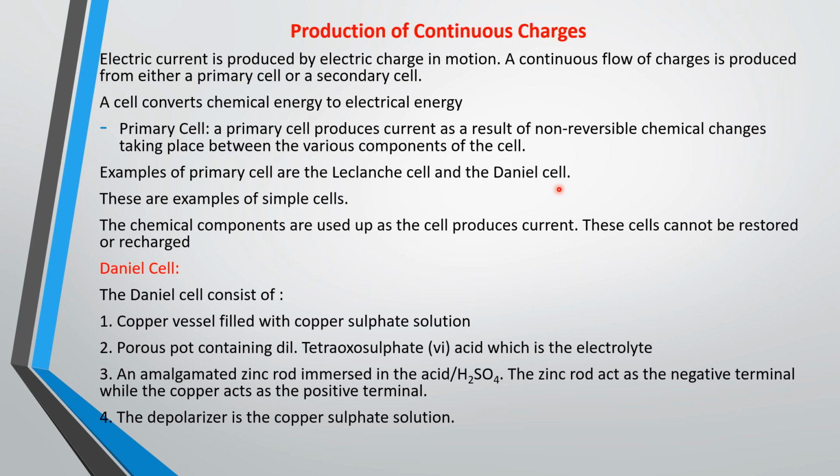And what does a cell do? A cell converts chemical energy to electrical energy, right? So you have the example of your battery cell. Your battery cell is a primary cell actually. Once you join the two terminals together, that's the positive and the negative terminals, you can have electrical energy. So a cell actually converts the chemical energy to electrical energy.